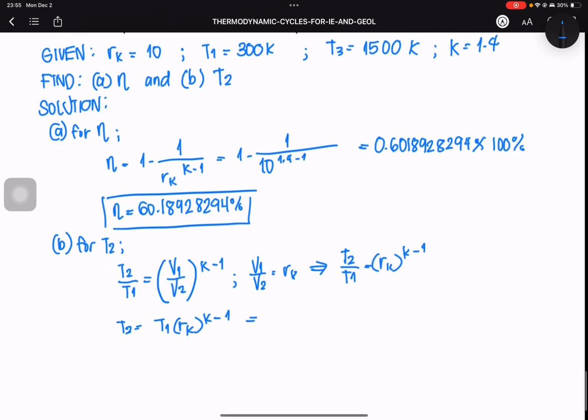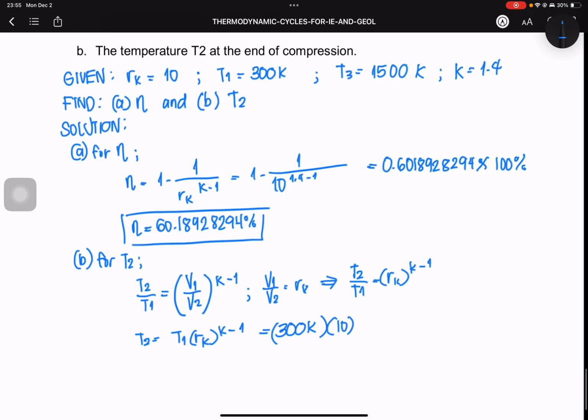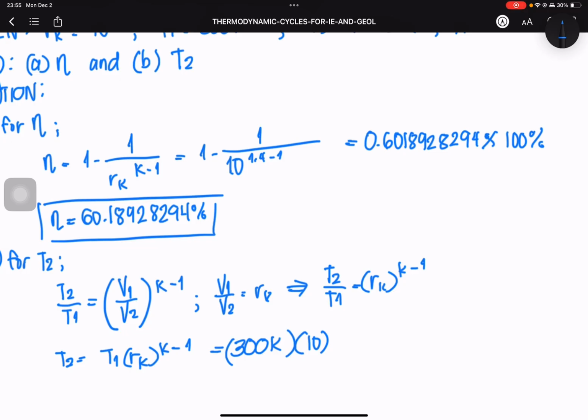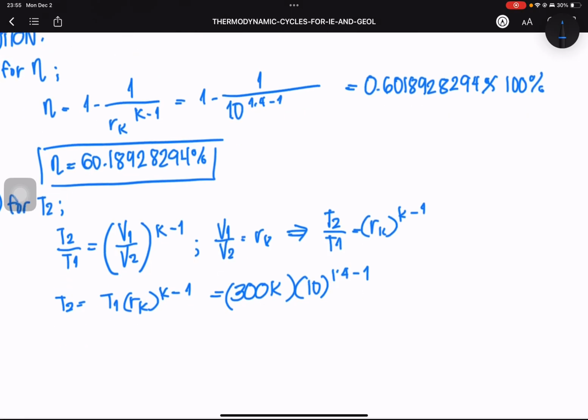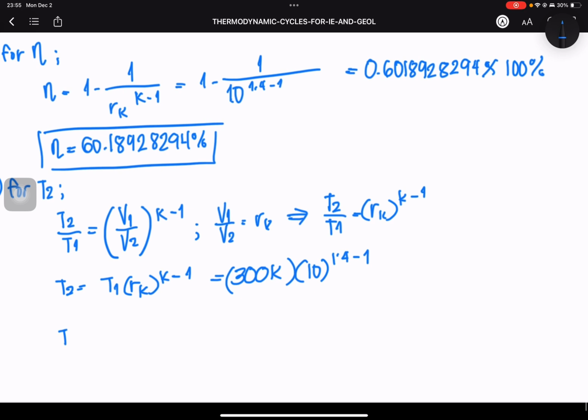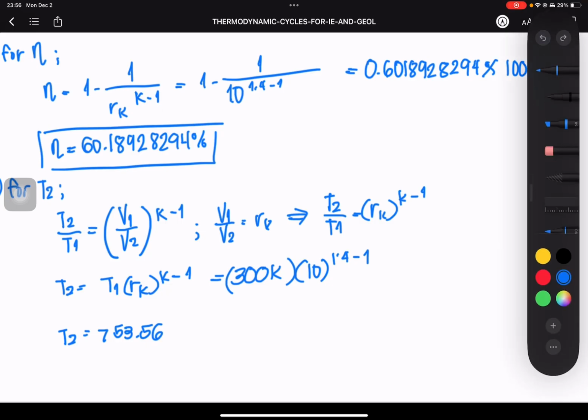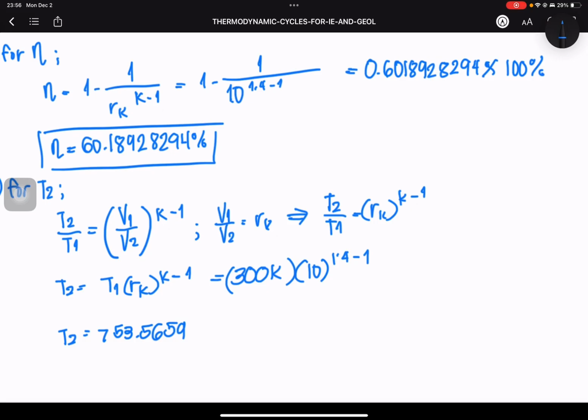Substituting, we have T1 at 300 Kelvin, and then the compression ratio of 10, and then K minus 1, which is 1.4 minus 1. Therefore, our T2 is 300 K times 10 raised to 1.4 minus 1. The answer is 753.5659 Kelvin.